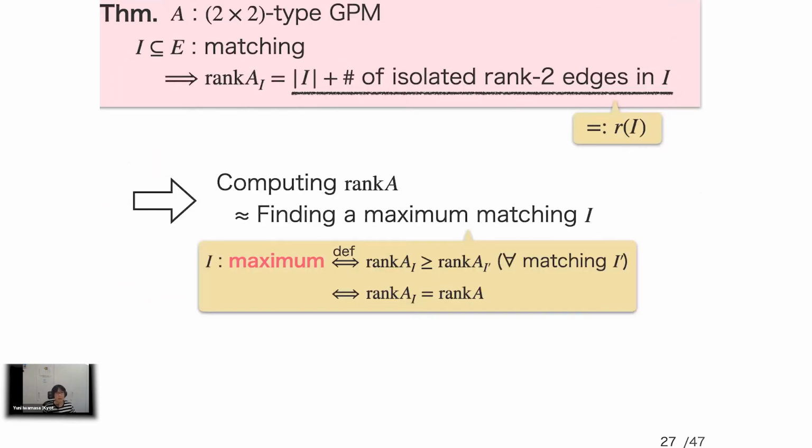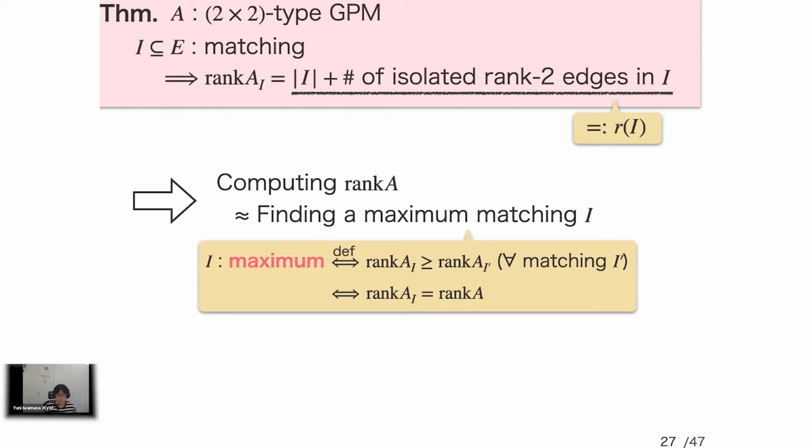We also show that for a matching of our 2x2 type GPM, its rank is determined by the combinatorial structure of an H subset I, and is easily computed. The rank of AI is equal to the size of I plus the number of isolated rank 2 edges in I, which is denoted by R of I here.